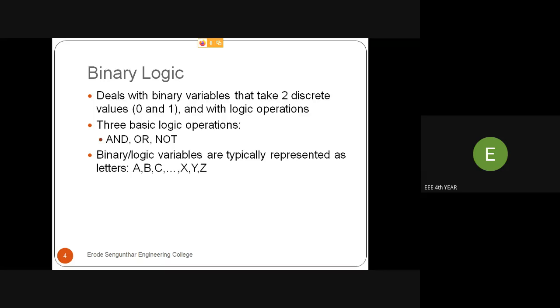First, binary logic. What is meant by binary logic? Binary logic deals with binary variables, such as 0 and 1. Only two discrete values with logic operations is known as binary logic. There are three basic binary logic operations: AND gate, OR gate, NOT gate. Binary variables are logic variables, typically represented as letters A, B, C, or X, Y, Z, and so on.